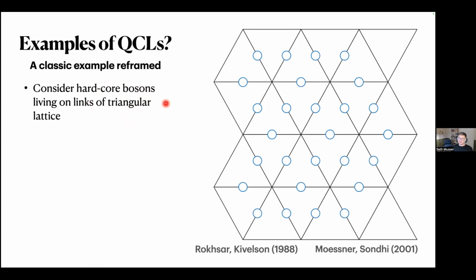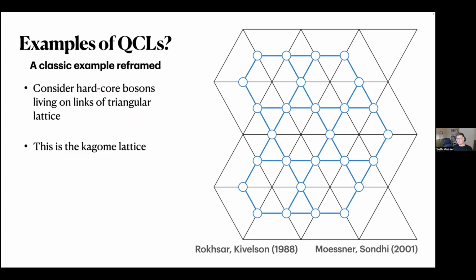So let's just think about hardcore bosons, which live on the links of the triangular lattice. Here I'm showing a triangular lattice, and I'll put my bosons on these sites that I've highlighted here. If I connect these sites up, it turns out this is just the Kagome lattice. So the bosons live on the sites of a Kagome lattice.